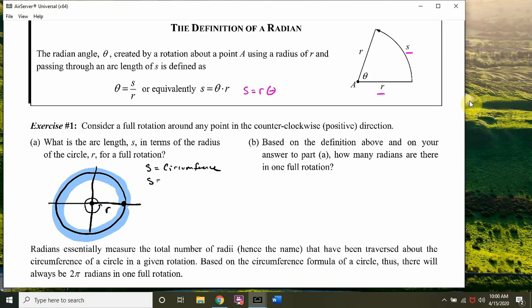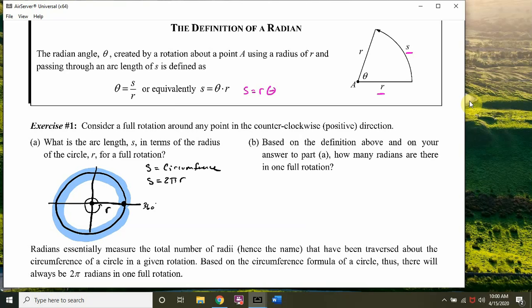Well, what's the formula for the circumference of a circle from geometry last year? 2 pi r. Okay, so that's our arc length if we were to measure the entire way around a circle. Great, we have an angle that goes all the way around the circle. In other words, we have a 360-degree angle. The arc length would be 2 pi r, the full circumference.